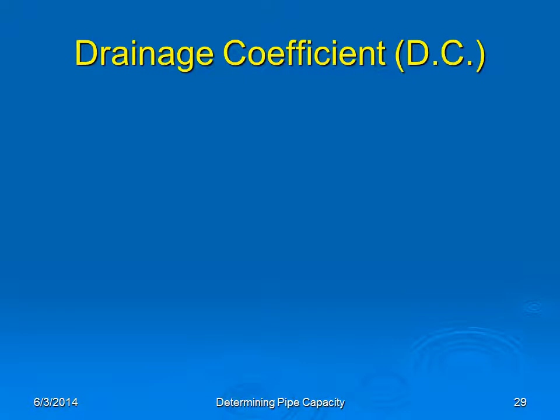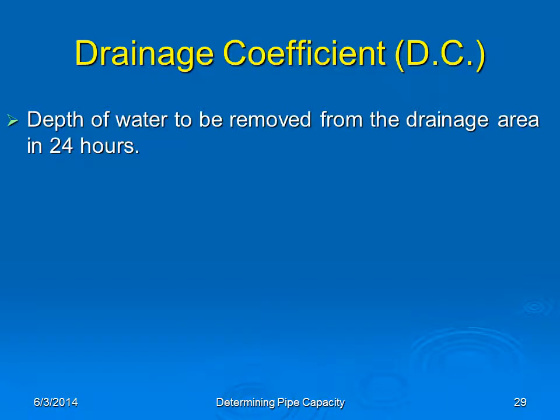The drainage coefficient is the topic of another of our subsurface drain design training modules. Once we decide on the drainage coefficient, we can calculate the flow needed. So the drainage coefficient is basically the depth of water to be removed from the drainage area in 24 hours. Typically we're going to use 3/8 or 1/2 inch for subsurface drainage in a typical agricultural field. This is a system that will not have any surface inlets.